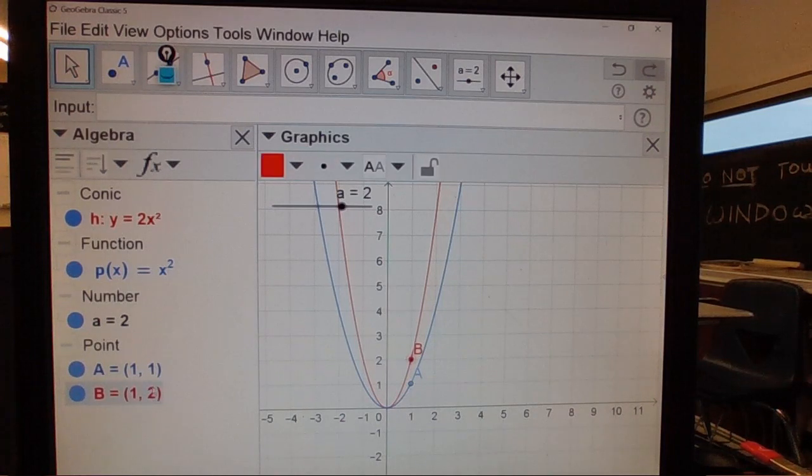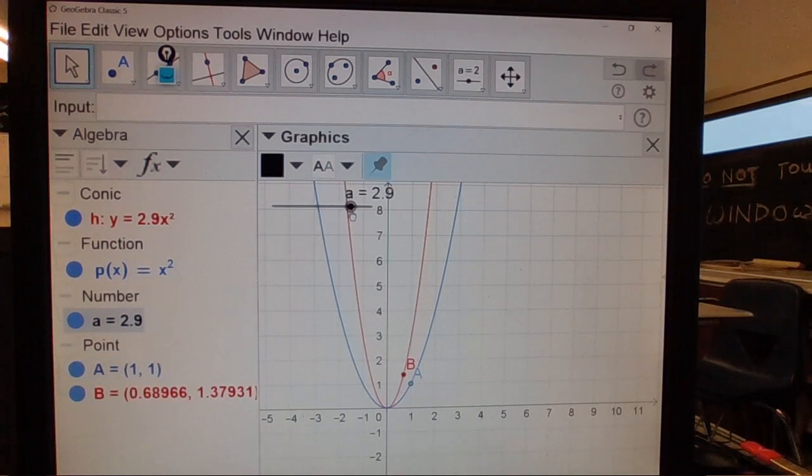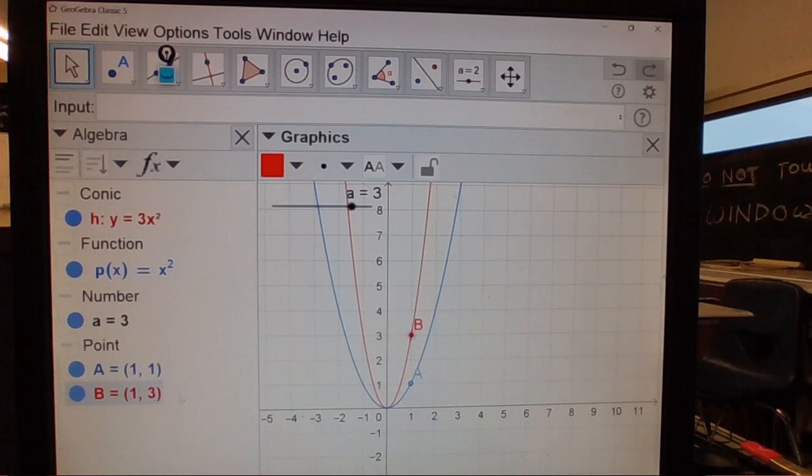But this y value is twice as big as that y value, isn't it? Does that make sense? And it's twice as big because of that 2 on this red curve's equation compared to the 1 on the blue curve's equation. If I make that a value 3, and now look at keeping the x values the same at 1 and 1, do you see that the y value is 3 times as much?